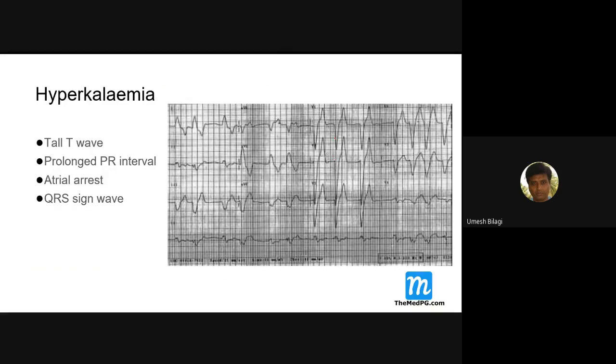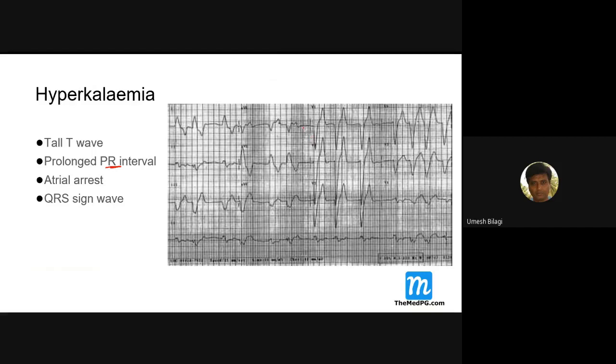Now, the ECG manifestations of hyperkalemia. As I told you in hypokalemia, the T wave becomes negative or flattened, whereas in hyperkalemia, the T waves become tall. See, the T waves have become very tall here. See the tallness of the T wave. They become very tall. And the PR interval becomes prolonged.